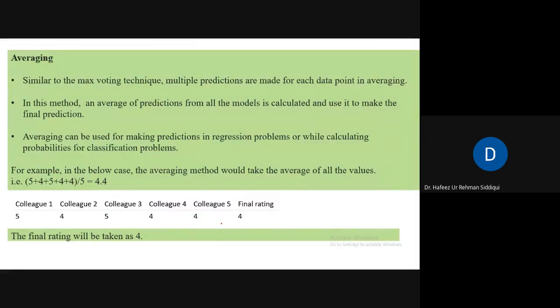Okay, averaging. The idea is the same, nothing is changed. The only change is here. We are going to make an average. So add them: 5 plus 4 plus 5 plus 4 plus 4, and you will get something, and then divide it by 5 and you will get an average. In this case, we have an average of 4.4. So the final decision is 4.